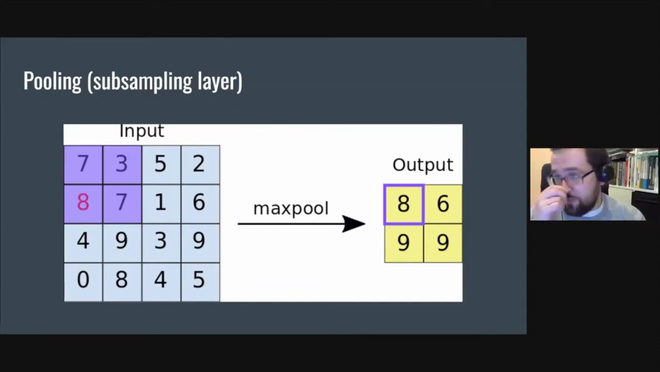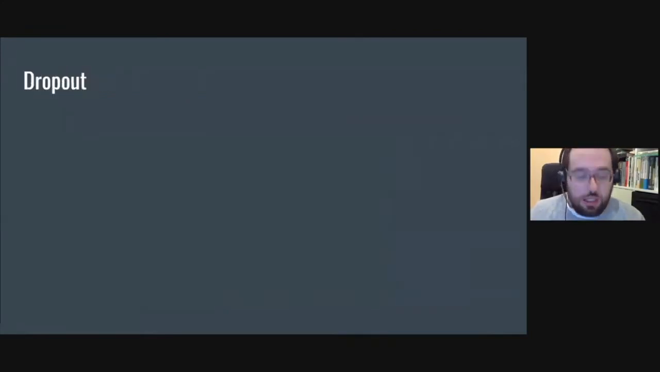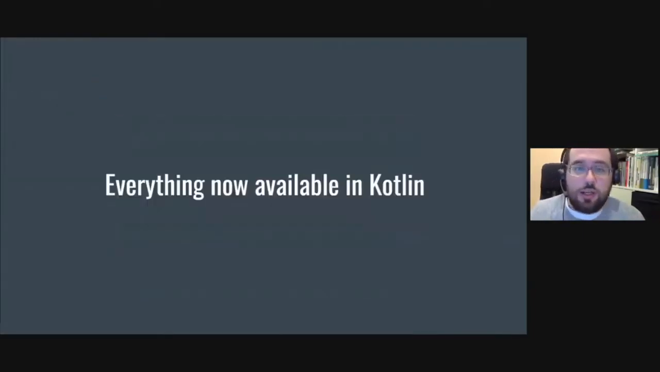It hasn't trained parameters, but could be used, for example, to reduce the size of image, as I said. Also we have other different layers like dropout, but I need to skip all of them. Everything is now available in Kotlin. All of these layers, building blocks, initializer, activation, etc. You could build different neural networks for image recognition, which will work well enough and could be easily deployed on your server side, on backends, etc.